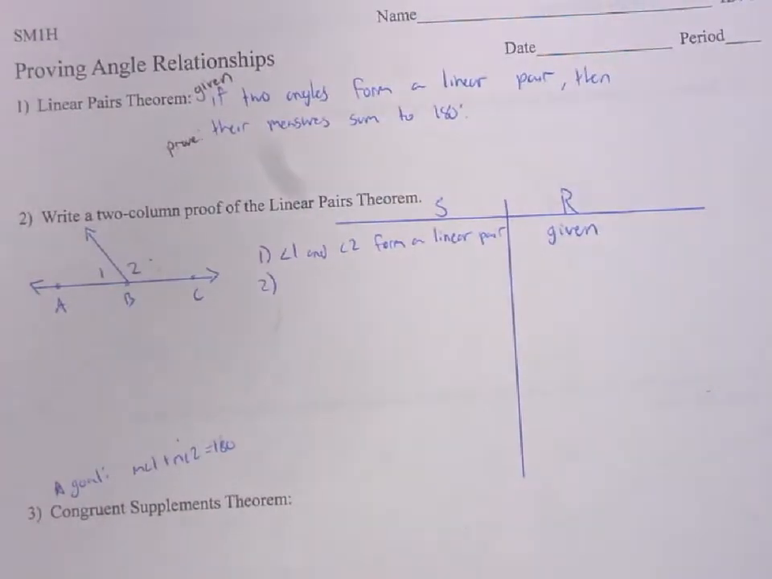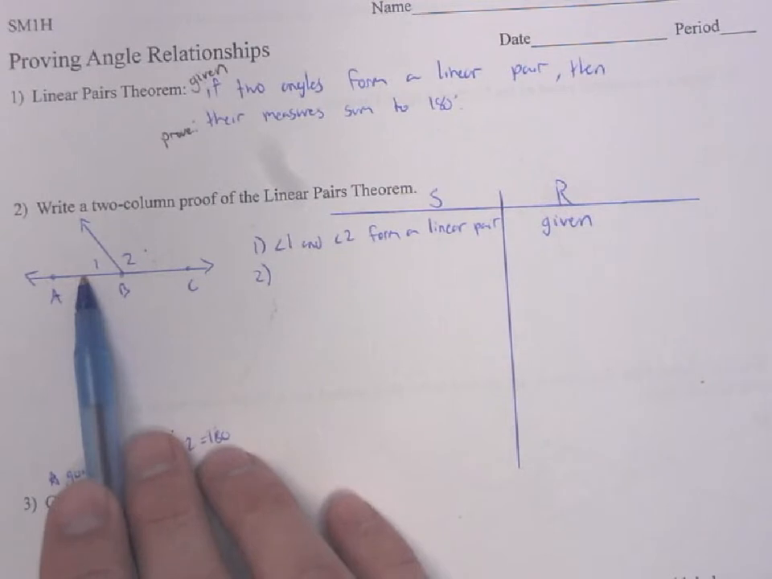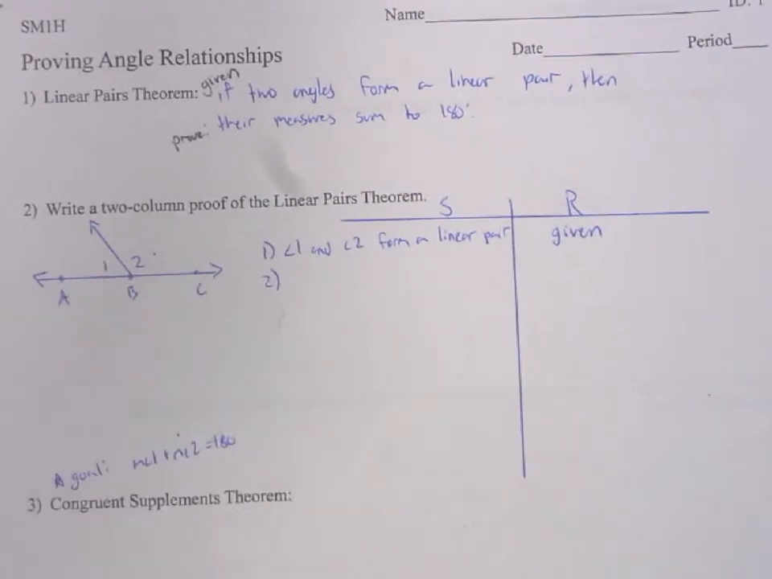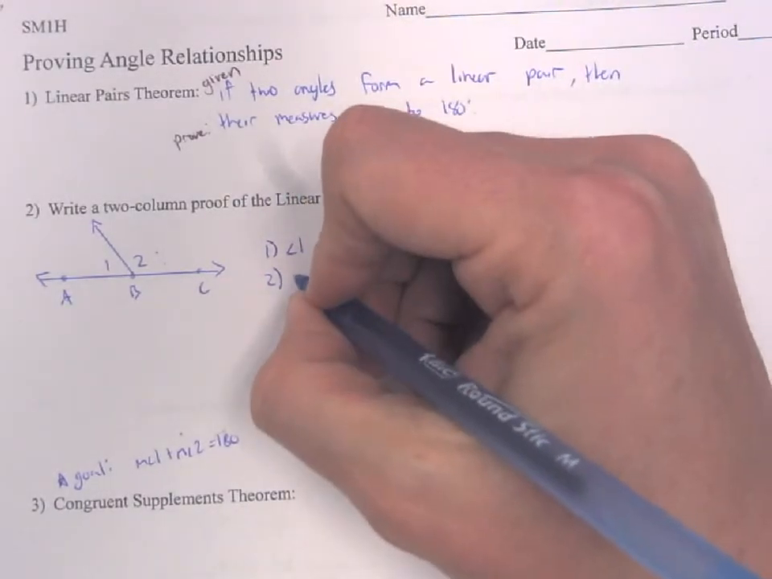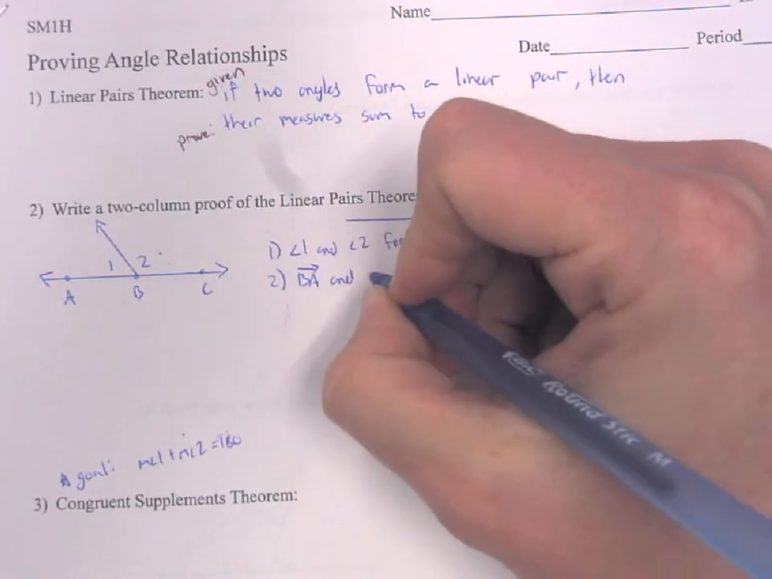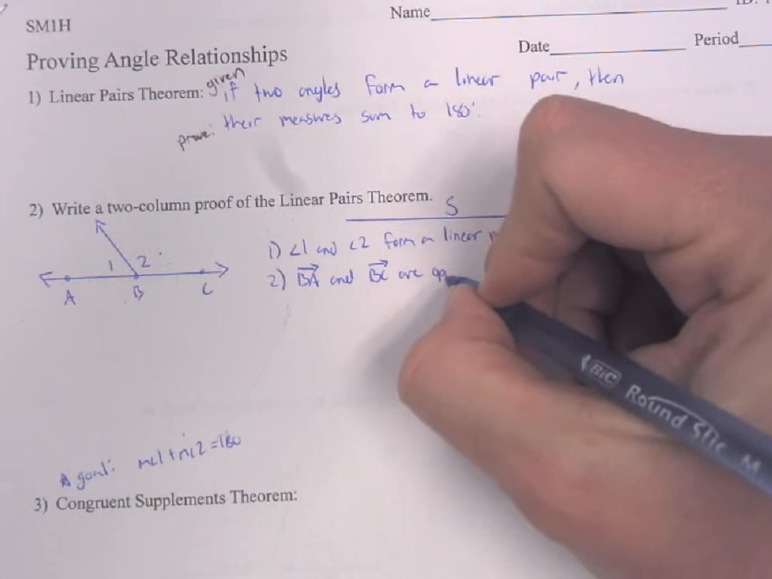What is a linear pair? Well, I said the definition a minute ago. If you recall, the definition from your book is two adjacent angles whose non-common sides form opposite rays. Okay, so what does that give us? That gives us opposite rays. That means that we have ray BA and ray BC, and they're opposite rays.